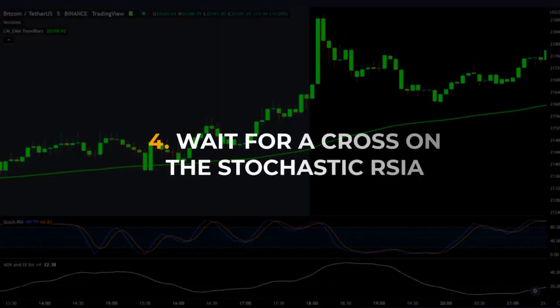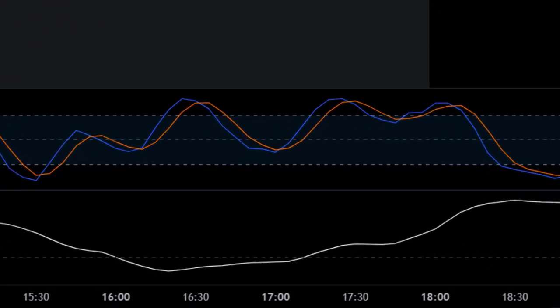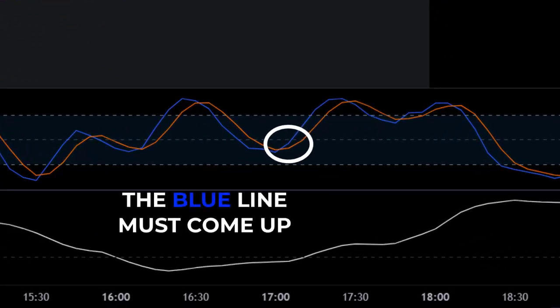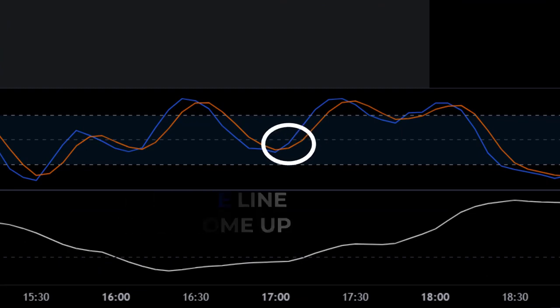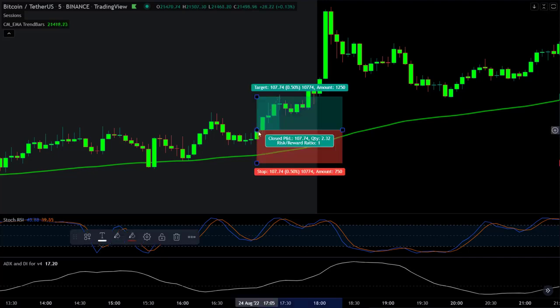Finally, we wait for the crossing between the lines of the stochastic RSI. We then want the blue line to come up. It does not matter where this crossing occurs on the indicator. This may also be at the very top. All we want to see on the stochastic indicator is a crossing between the lines. Once all the rules occur simultaneously, we can open a buy position.